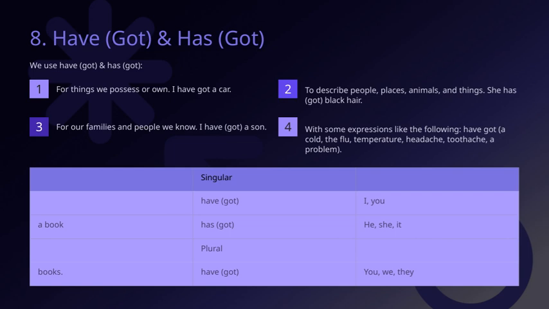And finally, have got and has got are used to talk about things we own, like, I have got a car or she has got a phone. Now on this slide, you'll see a table explaining the difference between singular and plural. For singular, I and you use have got, while he, she, and it use has got. For plural, you, we, and they all use have got. Remember, have got and has got are very common in everyday English, and they help us talk about health, possessions, and relationships in a simple, clear way.